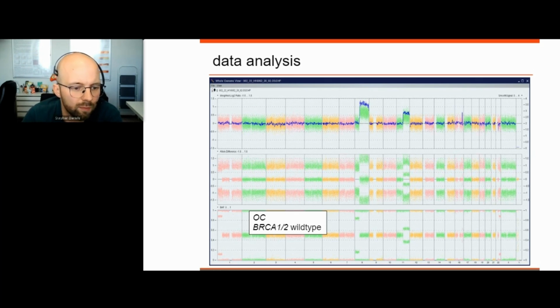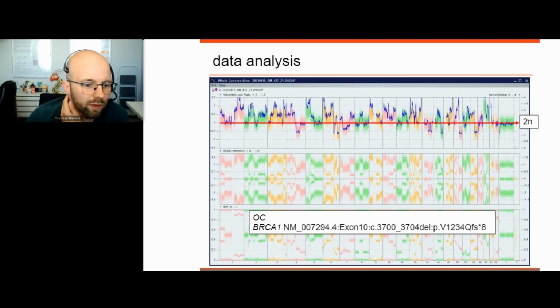This is an ovarian cancer sample, BRCA1 and 2 wild type. You see the diploid copy number state here, and only amplifications at chromosome 8 and 11. And this is an HRP, a homologous recombination proficient sample, as you can see. You can compare this with an HRD, homologous recombination deficient sample, and you see a lot of amplifications and deletions. You can see the B allele frequency and the LOHs in the sample. This is a BRCA1 mutated sample, with a frameshift mutation.